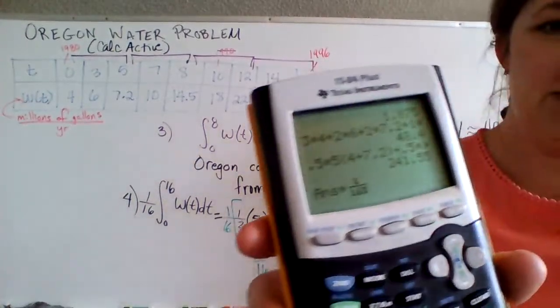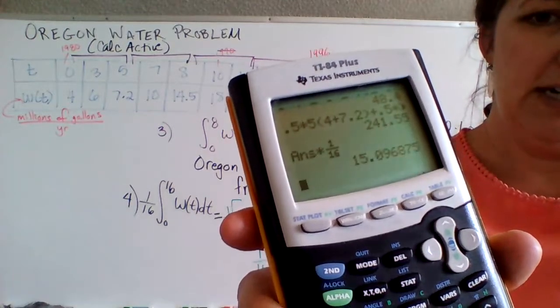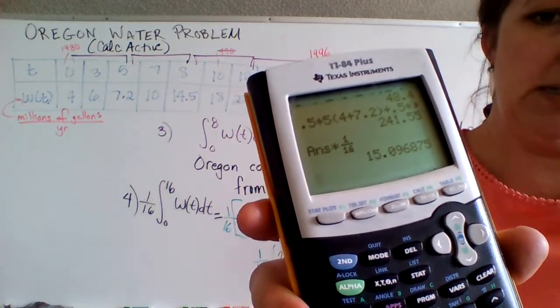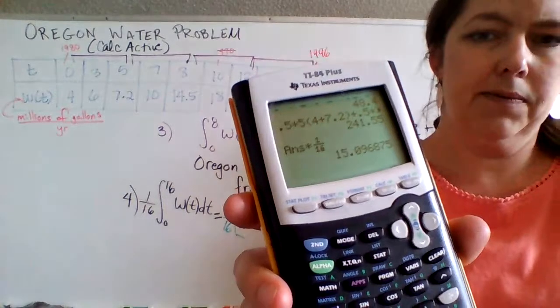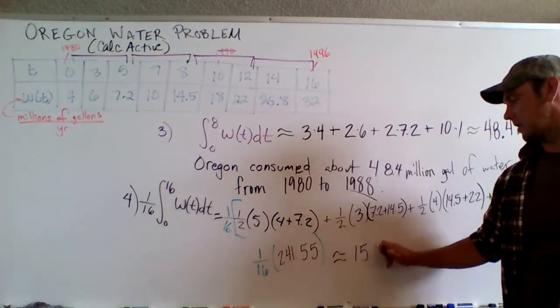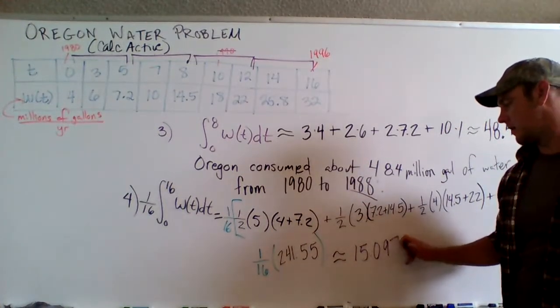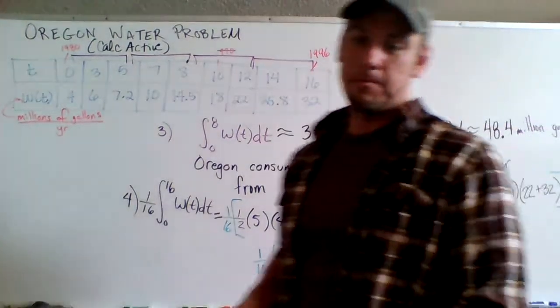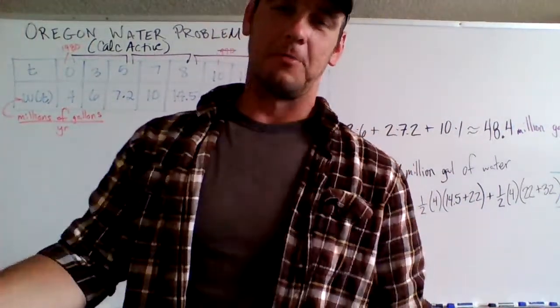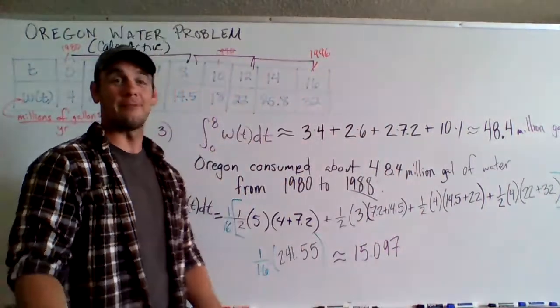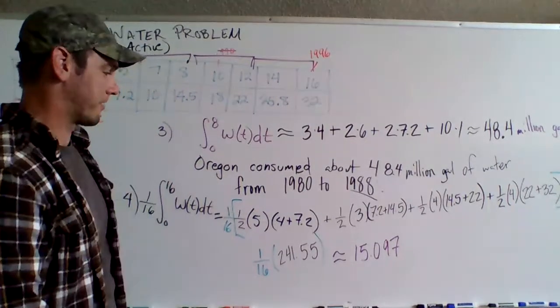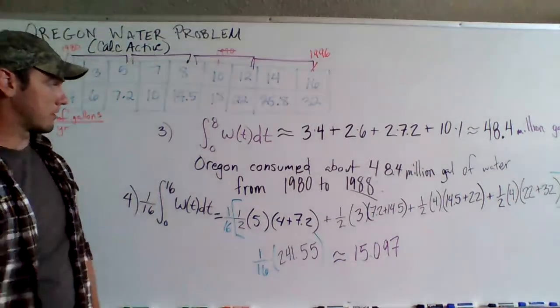So take that previous answer, multiply by 1/16, and you should get 15.097 approximately. 15.097. All right. Of course, we need to include our units. At least we don't need to interpret our answer this time, but we do include our units.